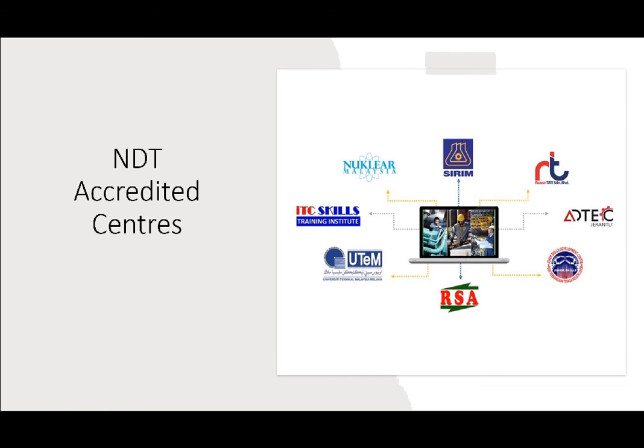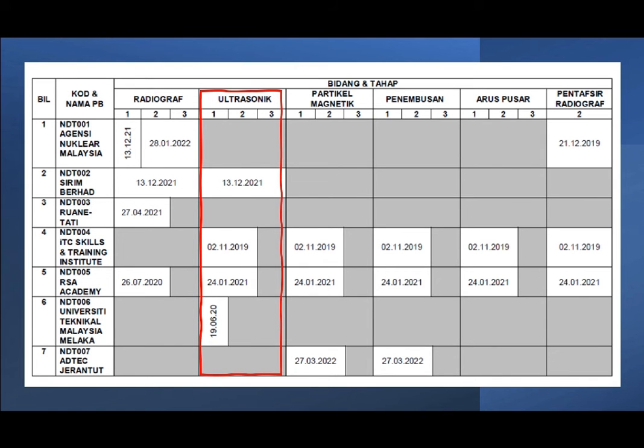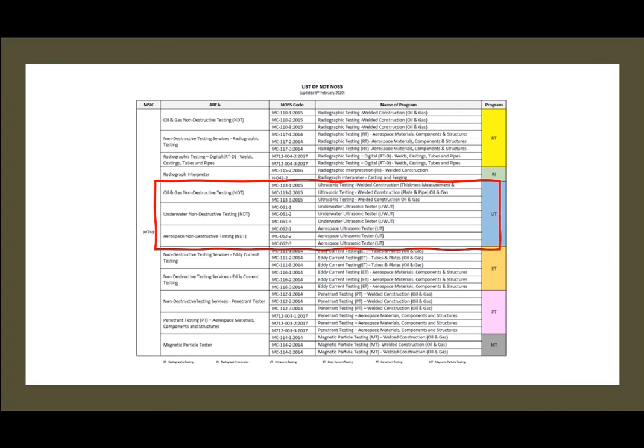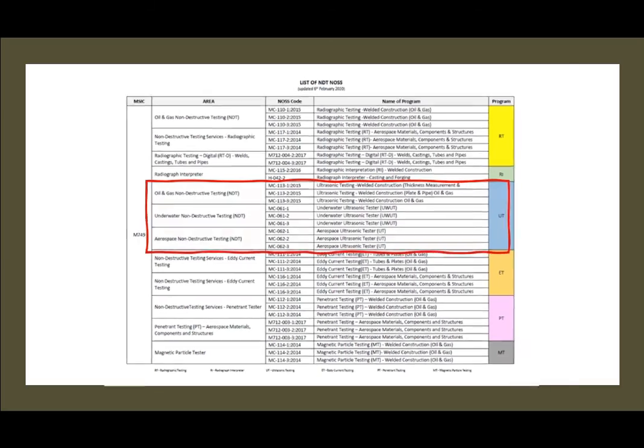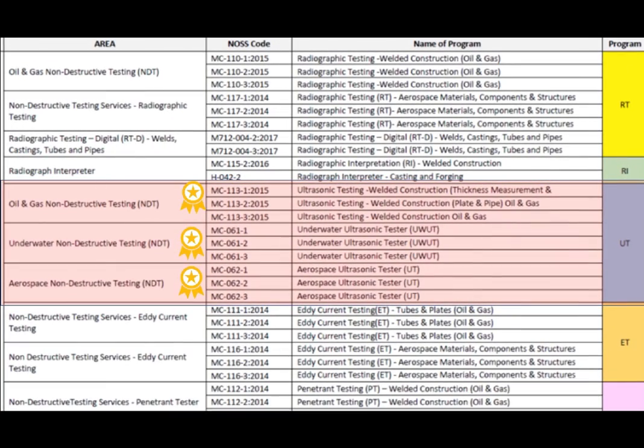In Malaysia, these are a few NDT accredited centers such as Agensi Nuklear Malaysia, Sirim Berhad, and etc. And these are the ultrasonic testing courses offered this year from the accredited agencies in Malaysia. And this is the list of national occupational skills that are offered in different areas for ultrasonic testing, for example oil and gas, underwater, and aerospace.